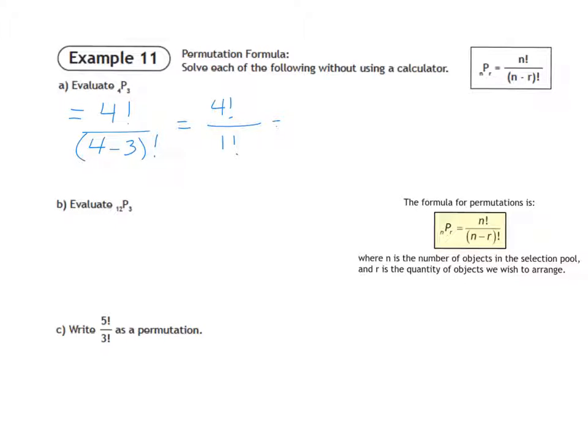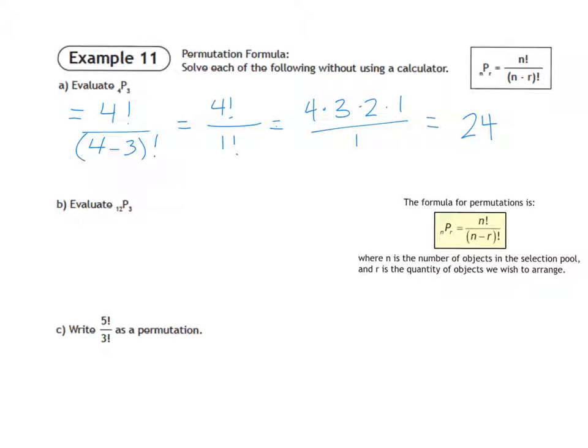Which is 4 factorial over 4 minus 3 is 1, so 1 factorial. And then if we just look at expanding that factorial, that's 4 times 3 times 2 times 1 over 1, and that's equal to 24. If you take out your calculator and you type in 4 pick 3, it should come out to 24.